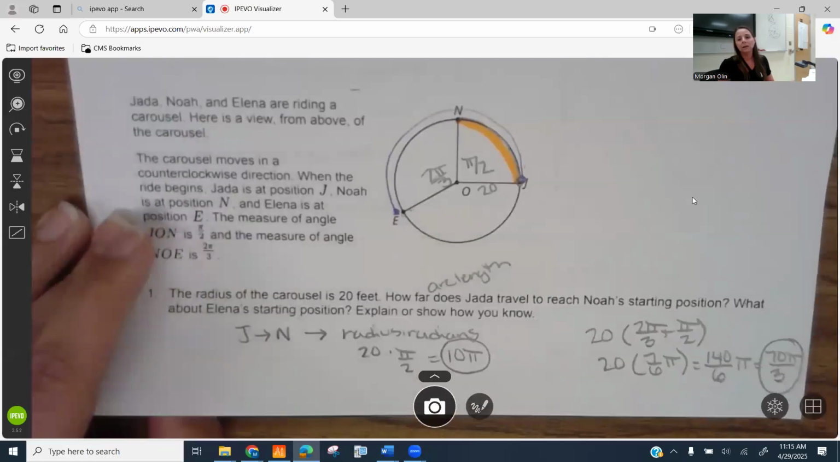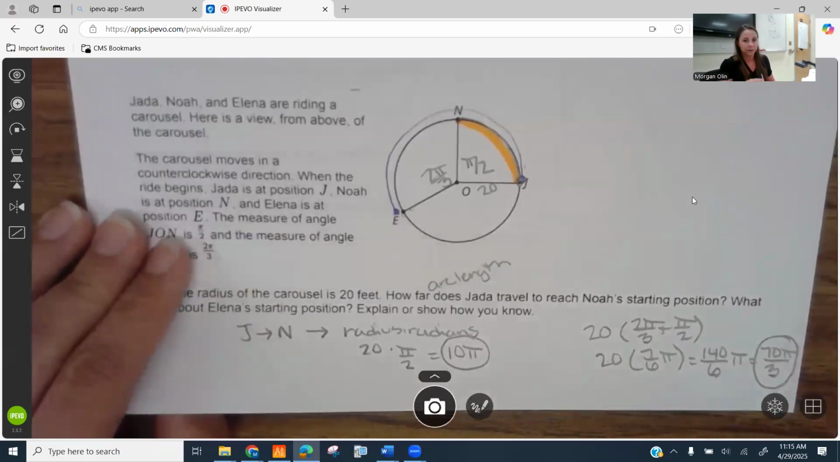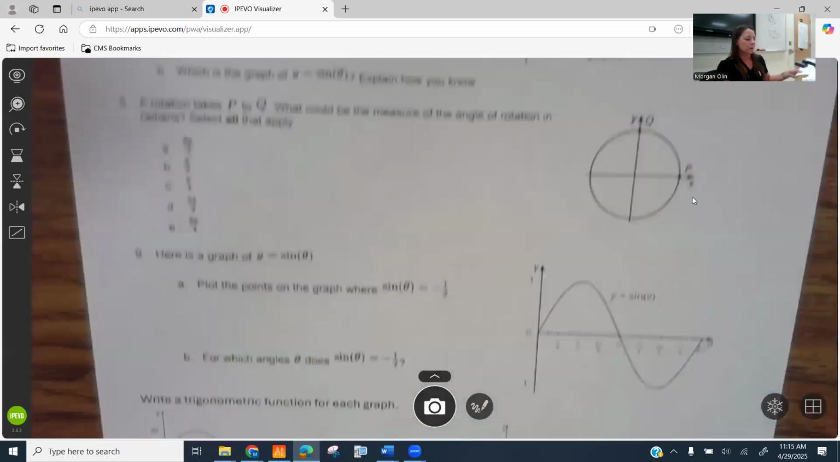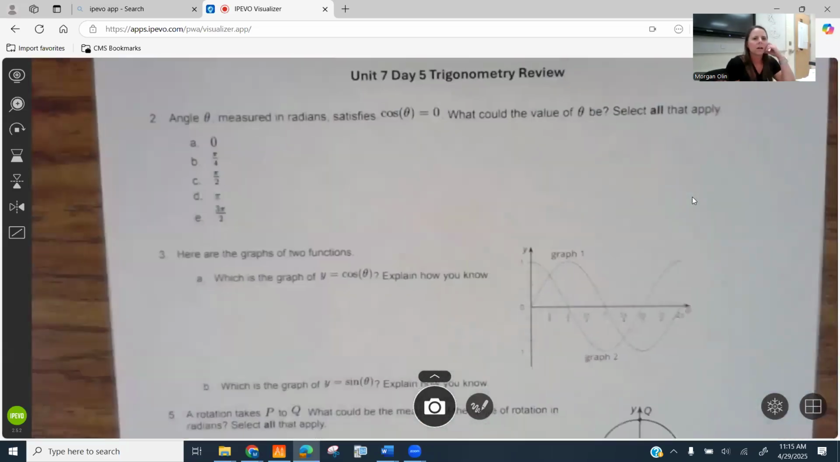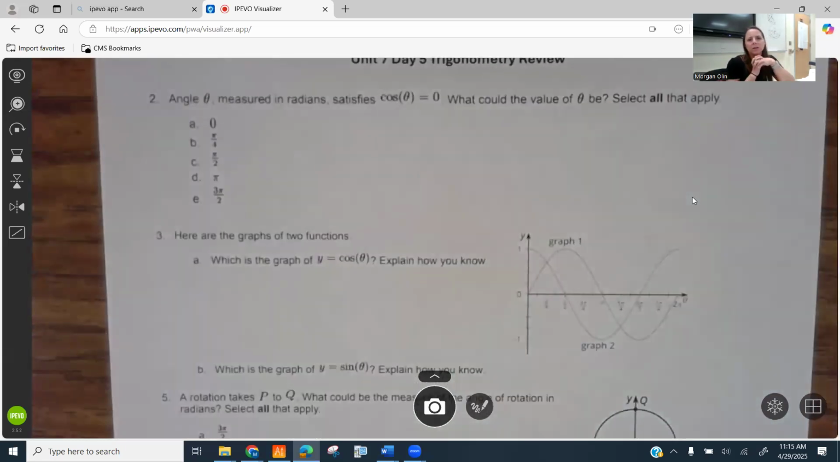All right, and again, you're finding arc length here. Okay, we got some more problems on another page. So let's look at number 2 right here. Angle theta measured in radians satisfies the cosine of theta equals 0. What could the value of theta be? Select all that apply.